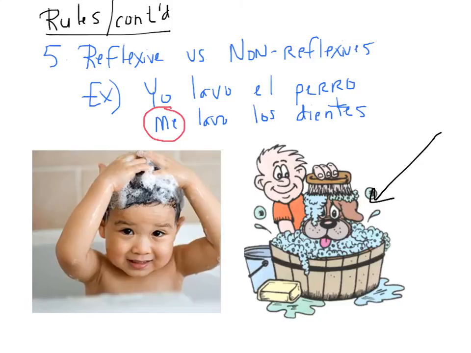Happy dog. In the second sentence, the person doing the action of the verb, they are doing it to themselves. That's making the verb reflexive. Me lavo los dientes. Well, in this case, he's brushing his teeth. We might want to change this here. He's actually washing his hair. Me lavo el pelo.